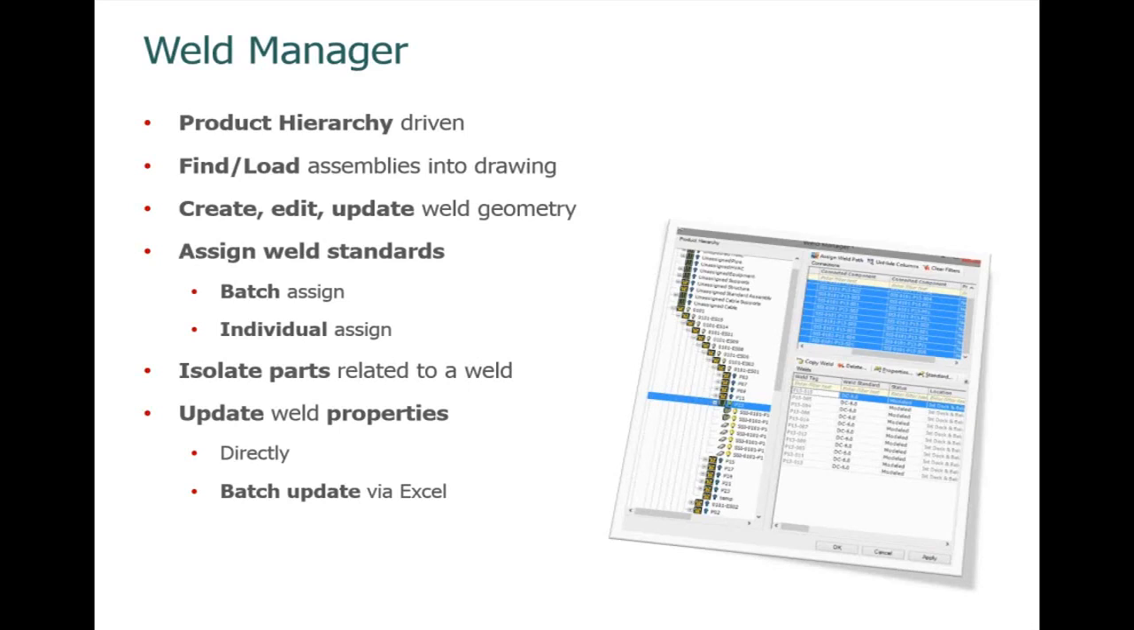So the Weld Manager is product hierarchy driven. We'll see this in a little bit. This allows us to bring our welds into the product hierarchy process for planning purposes. This is where we can locate and load assemblies into our drawing, and where we create and edit our welds, including the geometry. We assign our weld standards here. We can do this either individually or in multiples, and there are also some tools for working with and locating welds in our drawings.